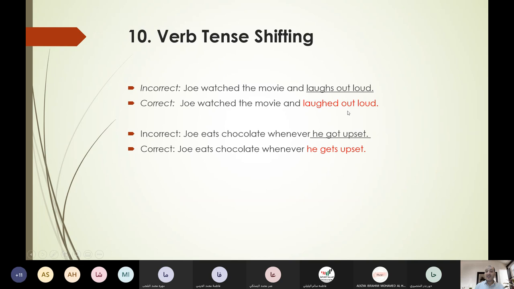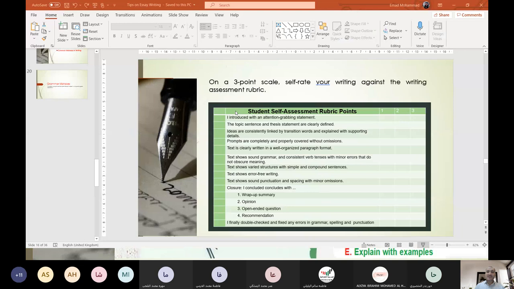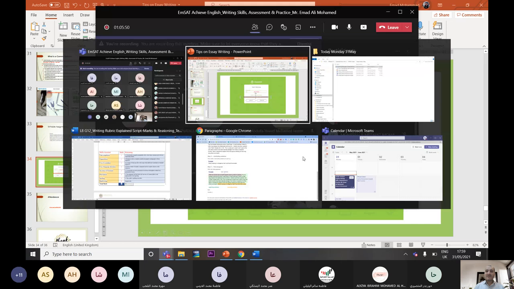And so on. Okay. Now let's practice writing. I will refer you to this, please. Let's get practice. This part would be for practice.